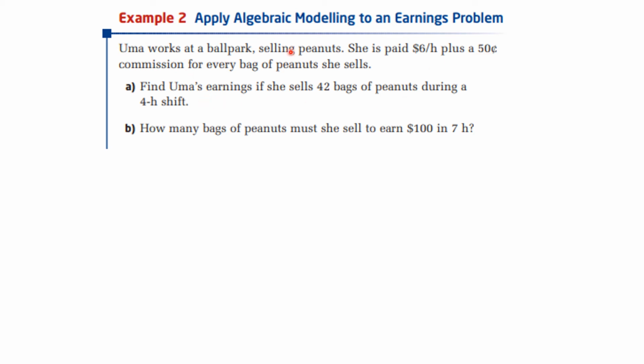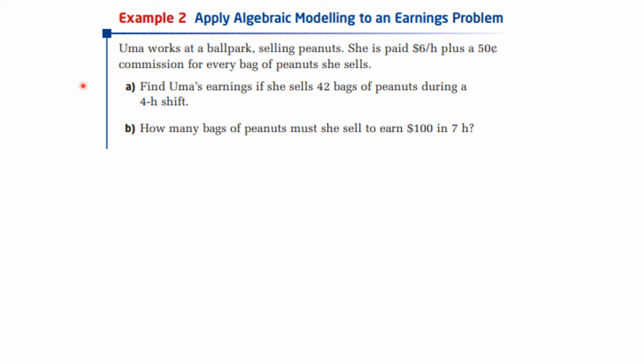Okay, so I've explained the sentence. First of all, you have to understand the question before you can even move on. So we need to find Uma's earnings if she sells 42 bags of peanuts during a 4-hour shift. You can't just say, oh, 42 bags of peanuts, she gets 50 cents per bag. No, because she also gets $6 per hour. So she's got a 4-hour shift, she's making $6 per hour, and plus she's getting her commission. So there are 2 pieces to this. So we're going to figure that out, and then how many bags of peanuts must she sell to earn $100 in 7 hours? That's a different type of question.